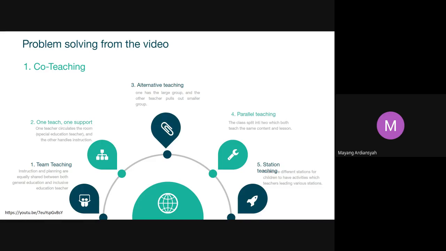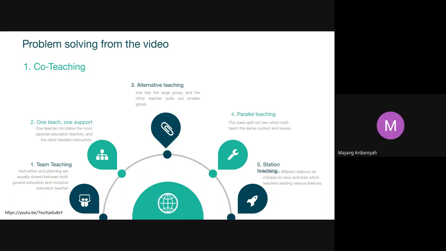The first one is team teaching. So here, instruction and planning are equally shared between both general education and inclusive education teachers. The second one is one teach, one support, in which one teacher circulates the room and the other teacher handles instruction for the students. And the third one is alternative teaching. Here, one teacher has the large group and the other teacher pulls out the small group.